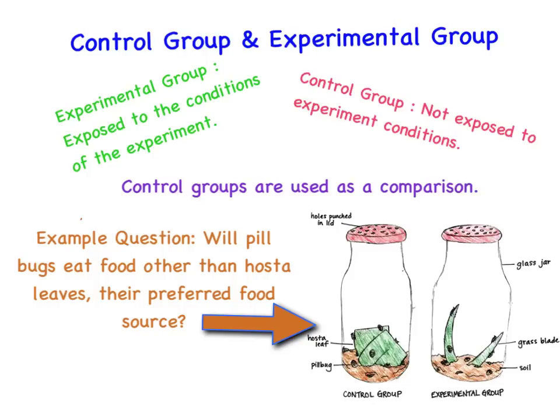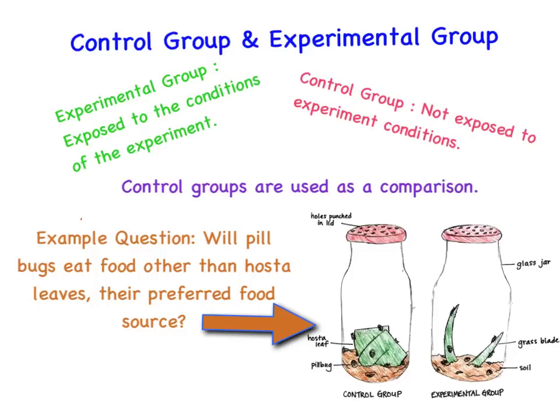So an experimental group is a part of your experiment that's exposed to the conditions of the experiment. So it's exposed to the independent variable. So it's exposed to whatever it is you want to test. The control group is not exposed to the experiment conditions. It's kind of like the group that's most like its normal conditions. And I'll give you an example.